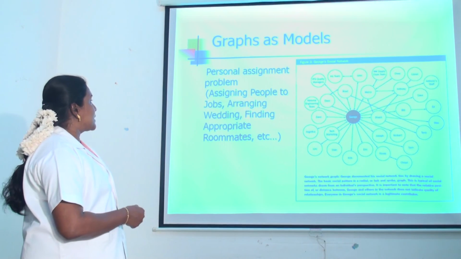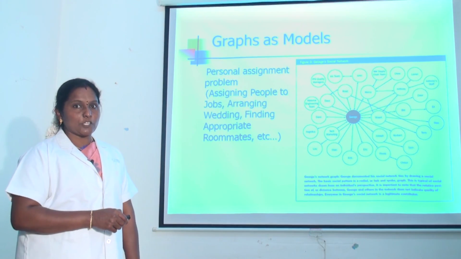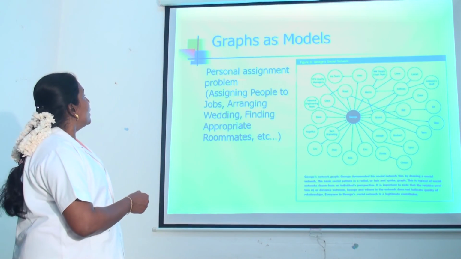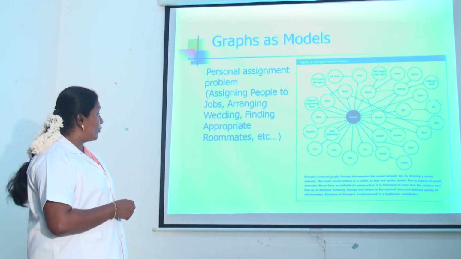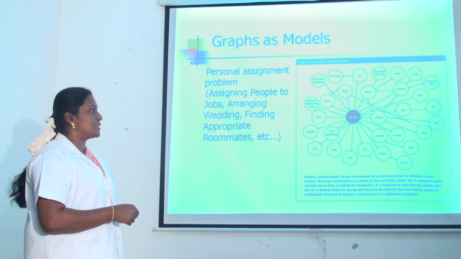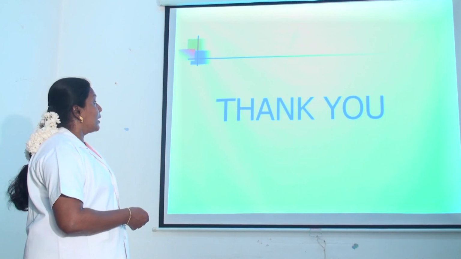The next one is graphs as models. What are graphs as models? A lot of applications are there in graph theory. The main application is networks. Personnel assignment problem: assigning people to jobs, arranging a wedding, finding appropriate roommates, etc. This is a personnel arrangement problem. Okay, thank you.